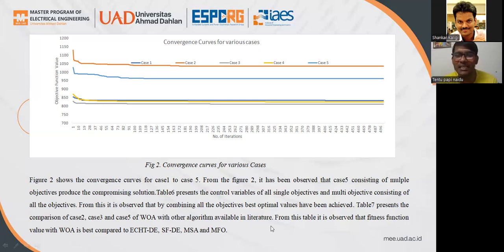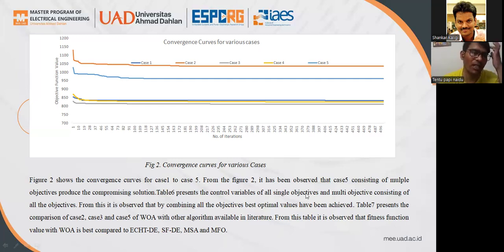Table 7 presents the comparison of cases 2, 3, and 5 of the Whale optimization algorithm with other algorithms available in the literature. From this table, it is observed that the fitness function value with the Whale optimization algorithm is best compared with ECHT, SCDE, moth swarm, and moth flame algorithms.